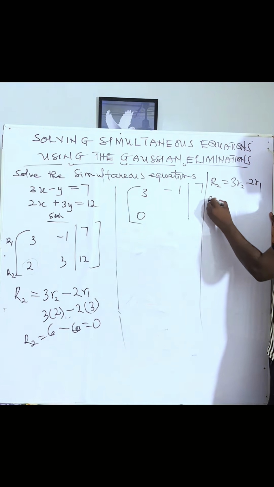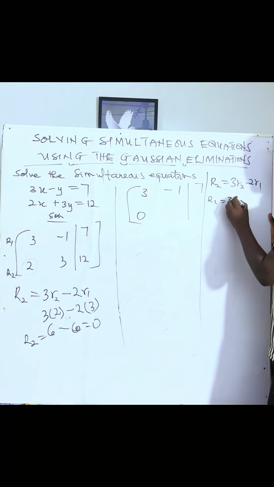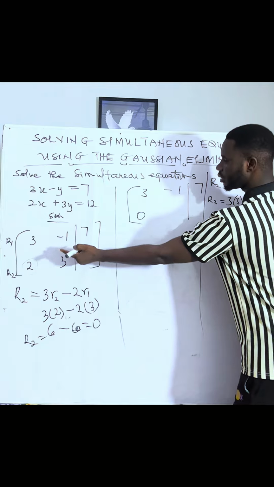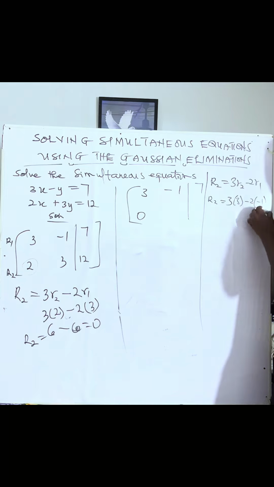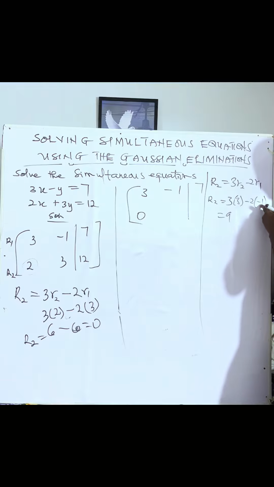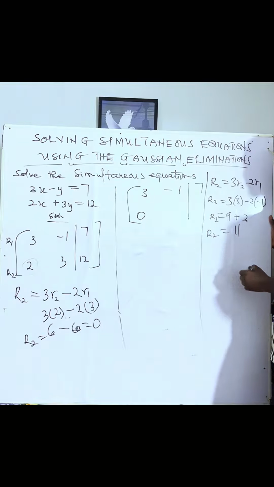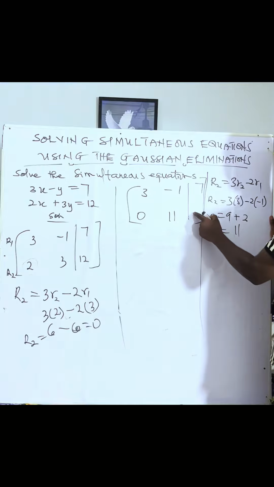Now our row 2, this side will be 3 times, then we come to this one, 3 times 3 minus 2 times the row 1, that is the -1 over here. So 3 times 3 will give us 9. Minus 2 times -1 will give you +2. So now the row 2 over there is going to be 9 plus 2. That will give us 11. So now we have this place to be 11. So 11 this side.